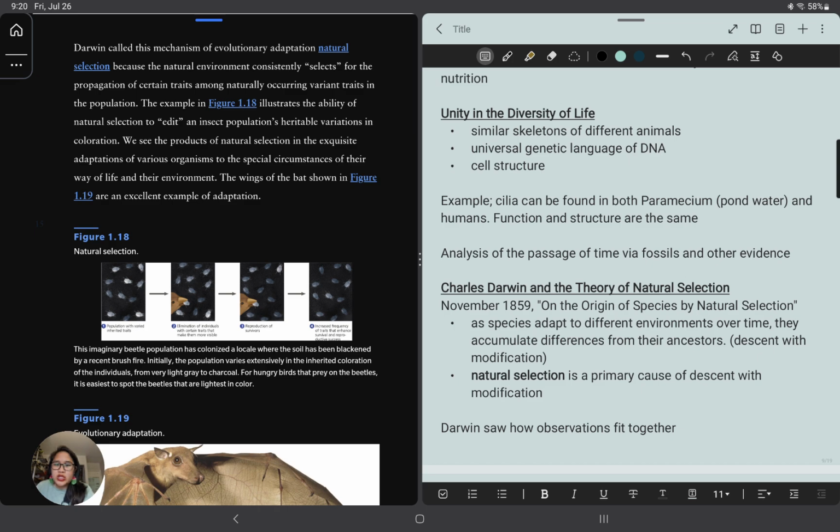heritable variations in coloration. We see the products of natural selection in the exquisite adaptations of various organisms to the special circumstances of their way of life in their environment. The wings of a bat shown in Figure 1.19 are an excellent example of adaptation.